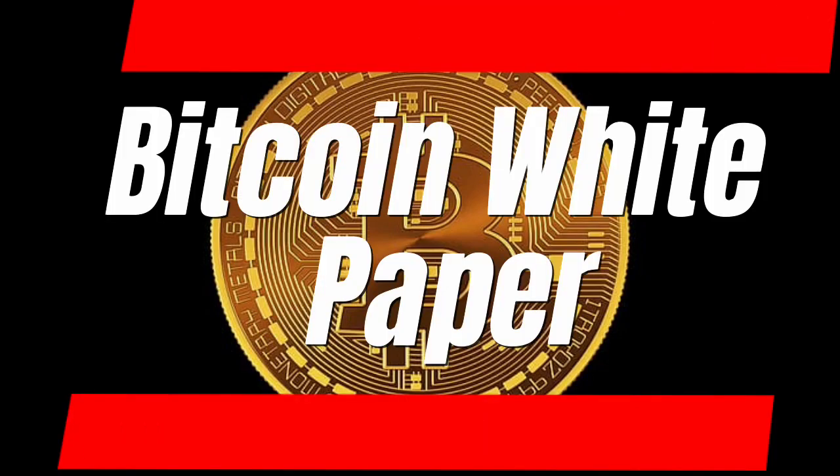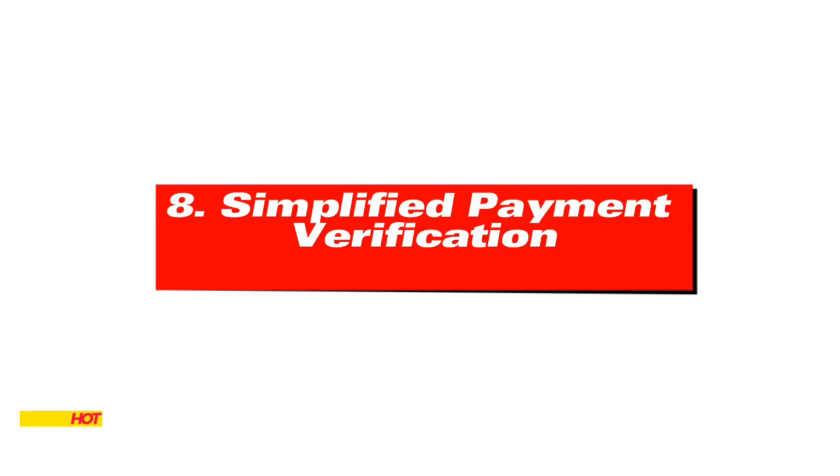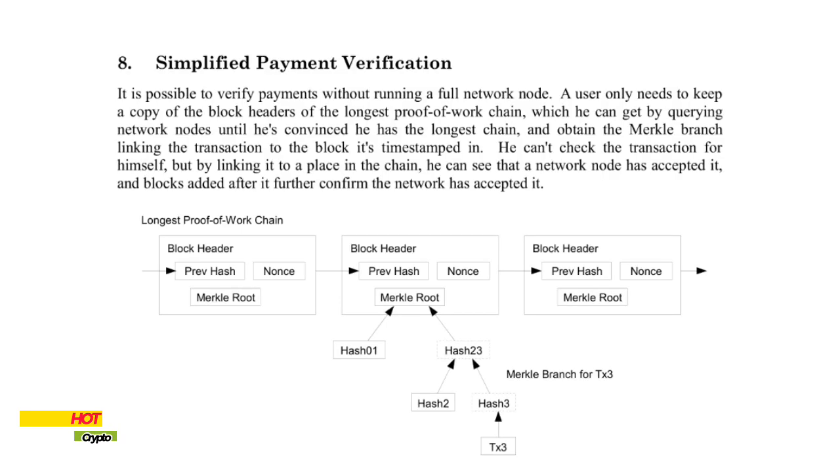Bitcoin white paper. 8. Simplified payment verification. It is possible to verify payments without running a full network node. A user only needs to keep a copy of the block headers of the longest proof of work chain, which he can get by querying network nodes until he's convinced he has the longest chain, and obtain the Merkle branch linking the transaction to the block it's timestamped in.